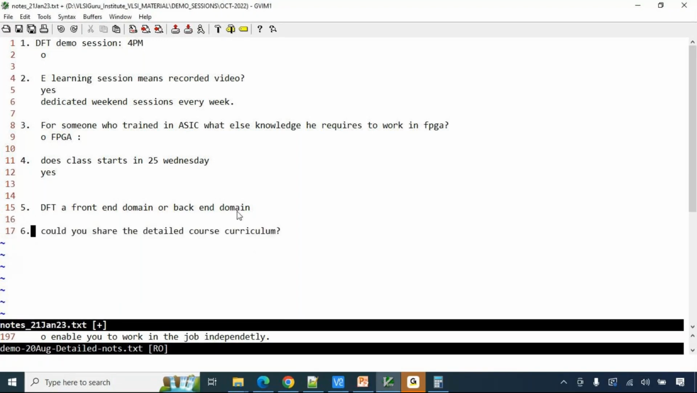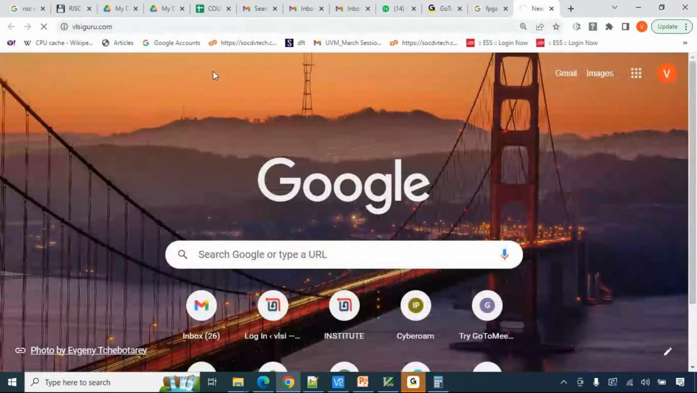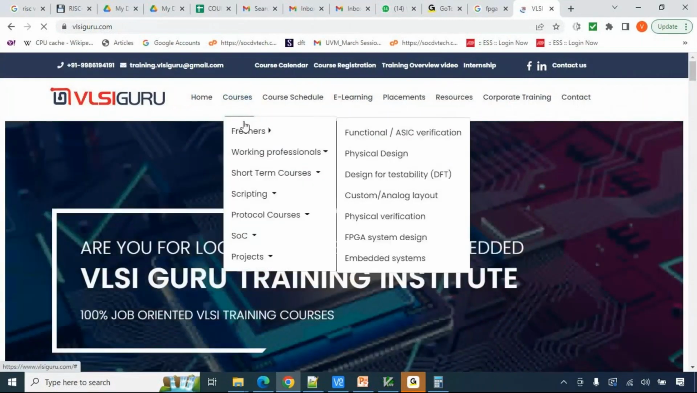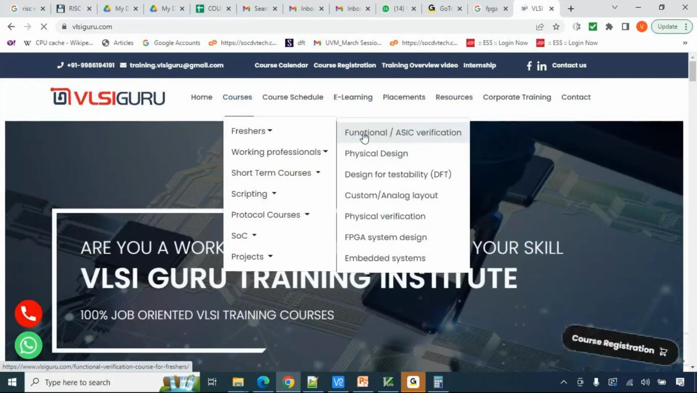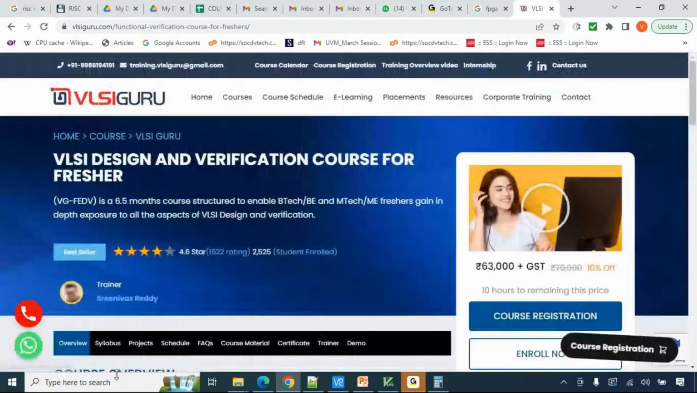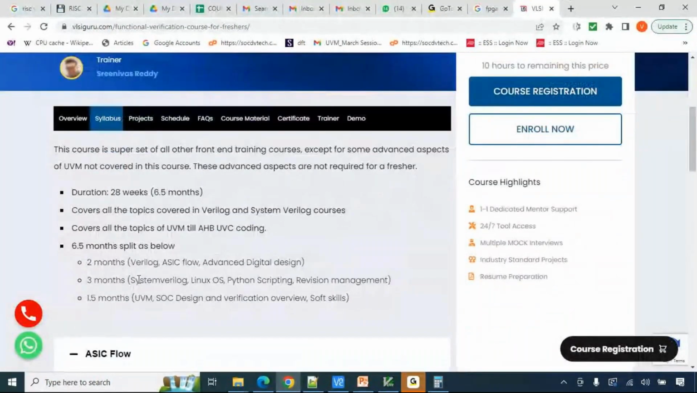Could you share the detailed course curriculum? You need to go to the training page. Please go to the training page, VLSIGuru.com. There, freshers course. These are all the fresher courses. Okay. So here, if you go, you can see the syllabus. You will see the detailed syllabus. What is covered?